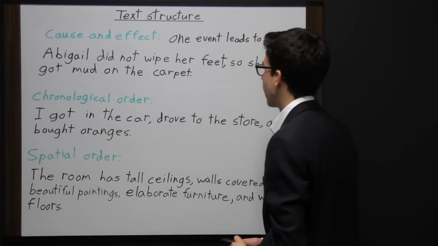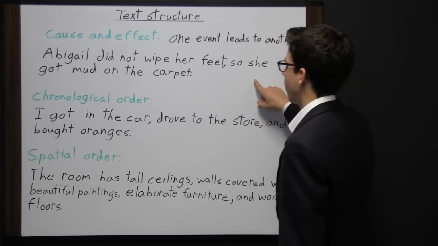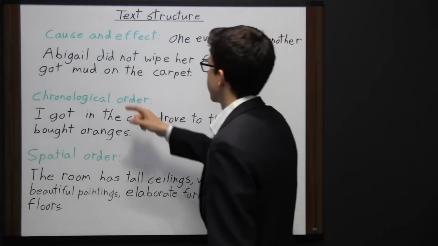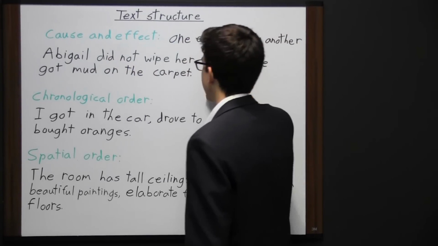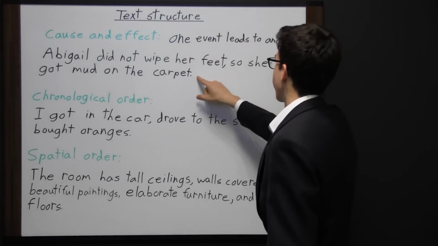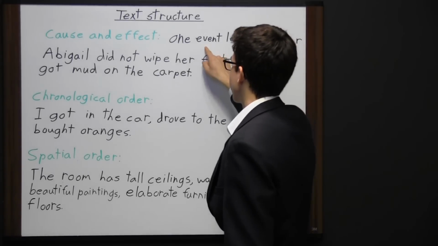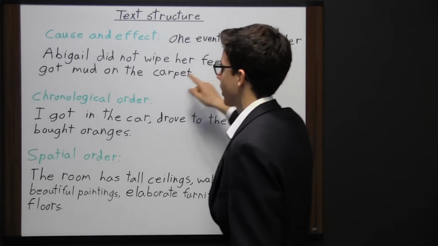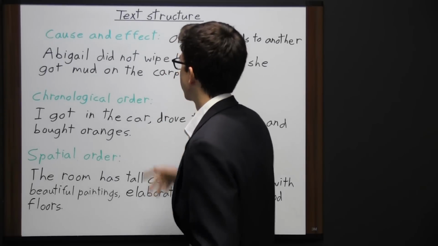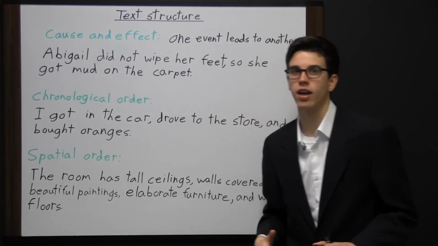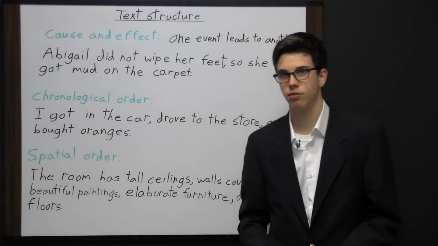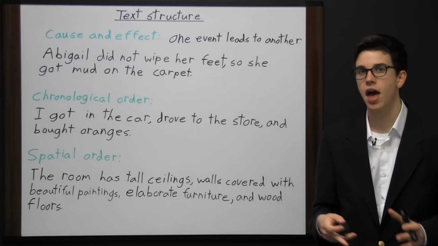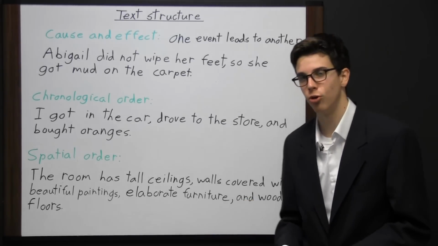So here it says Abigail did not wipe her feet, so she got mud on the carpet. So we have the cause, which is Abigail did not wipe her feet, and the effect of that is she got mud on the carpet. So one event, the event of her not wiping her feet, leads to another event, in this case, her getting mud on the carpet. And so cause and effect is a very common way to order information because it tells you what happened first, and then it tells you what happened as a result of that.